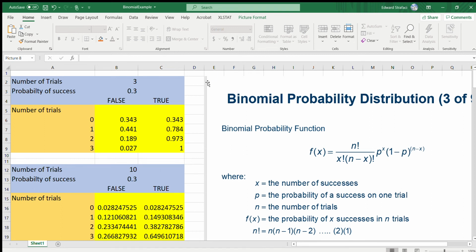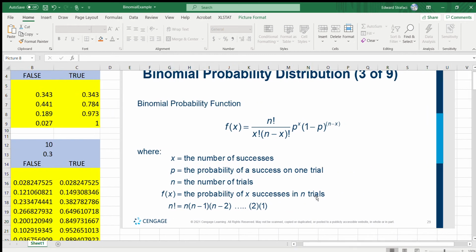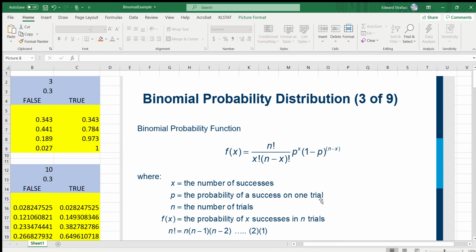Okay, so this is the binomial probability distribution, and I'm doing this for one of my classes, but anyone could use it. This comes out of a Cengage text, just to be clear, but I'm not monetizing this. I'm just using it for illustrative purposes.